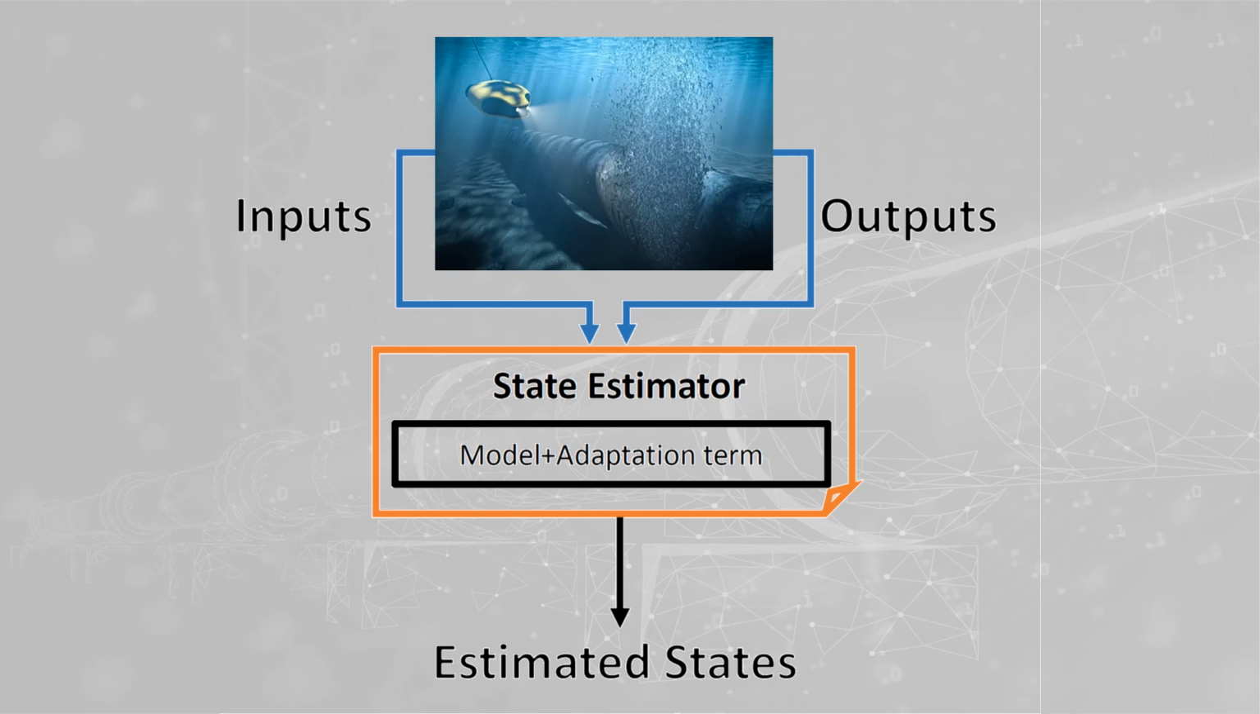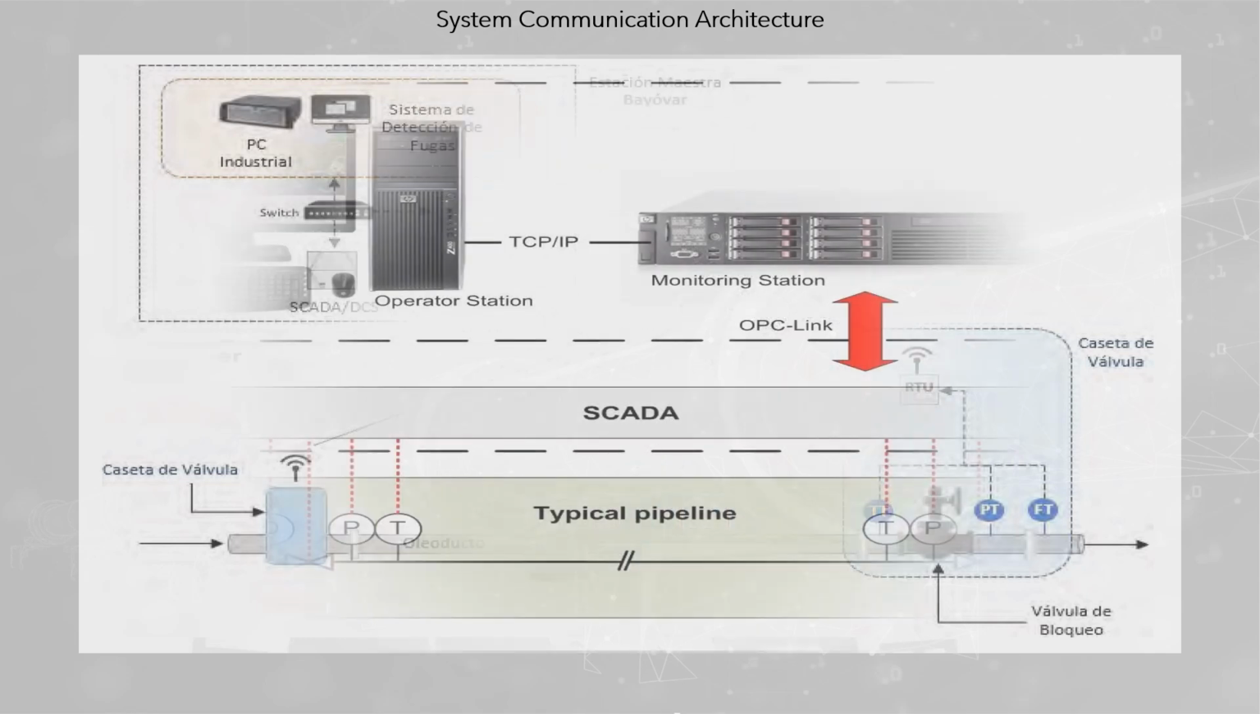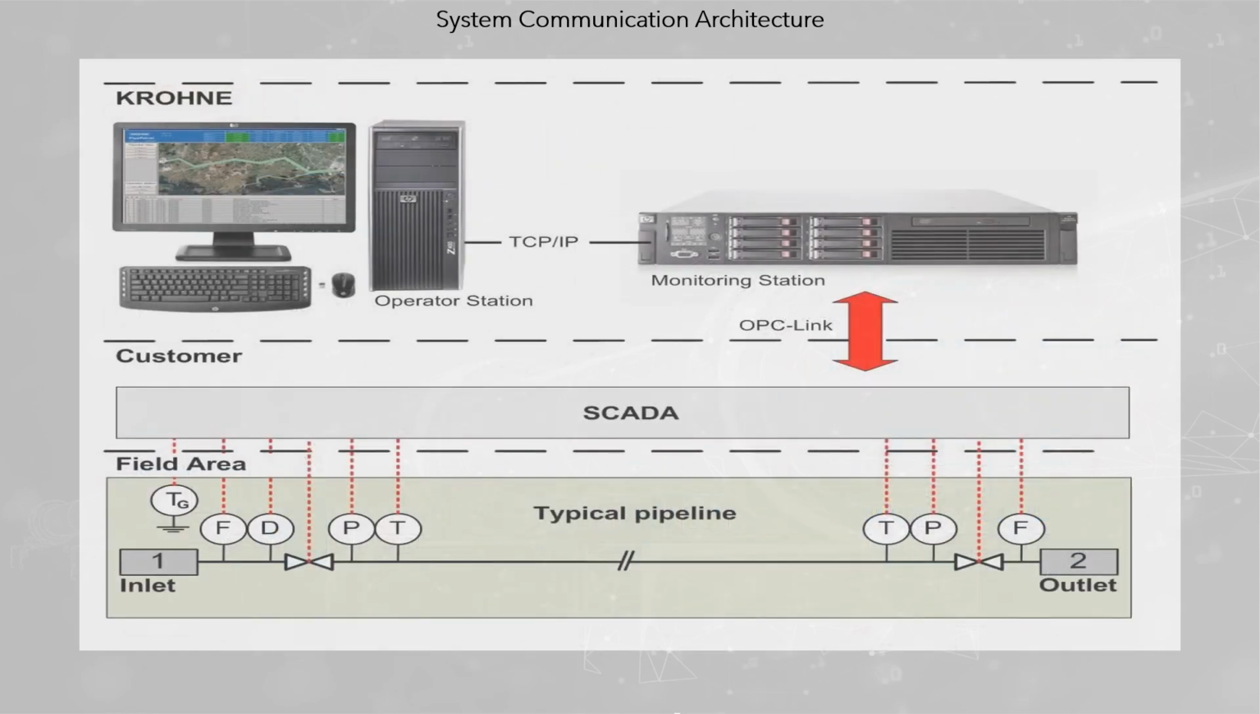Given the nonlinear nature of the flow process in the pipeline, one of the most commonly used methodologies is the extended Kalman filter. System communication architecture generally implies that all reaches report to the signal concentration hub, and from there go to the control center of the SCADA system. The communication center can be a satellite or a monitoring system at the operator's offices.